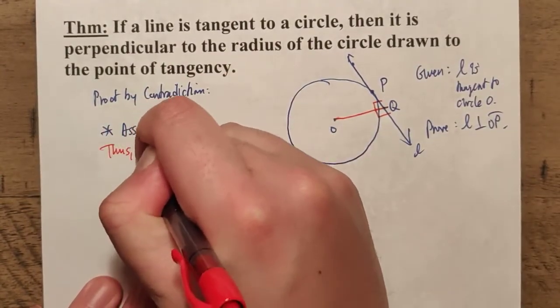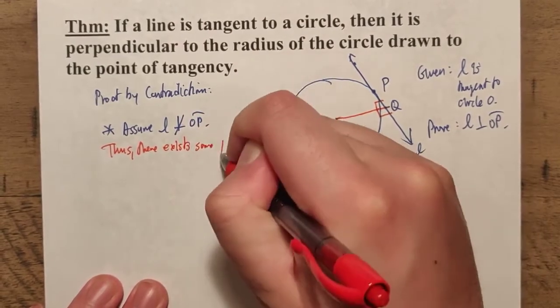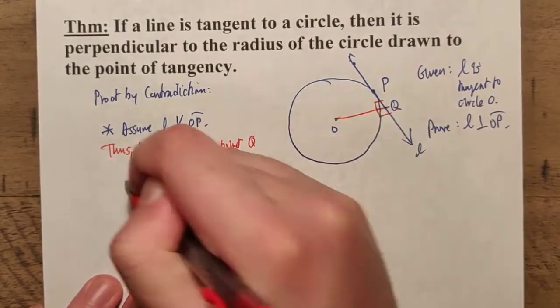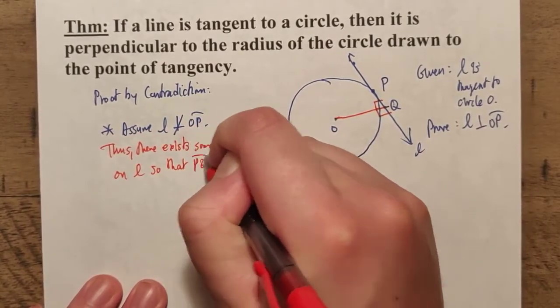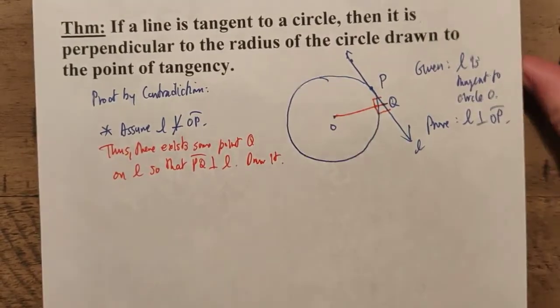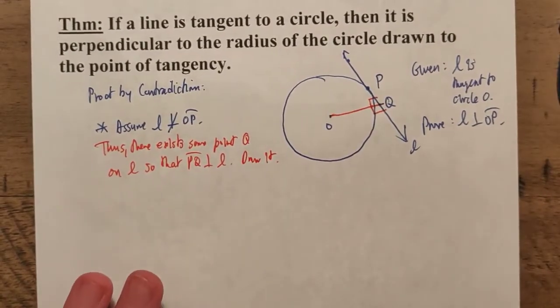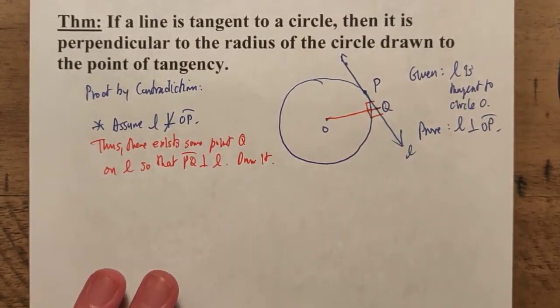Thus, there exists some point Q on L so that OQ is perpendicular to L. I'm going to draw it. Now, this picture may look a little uncomfortable to you, and you're right. This doesn't look like a right angle here, and we're going to see why that's the case.